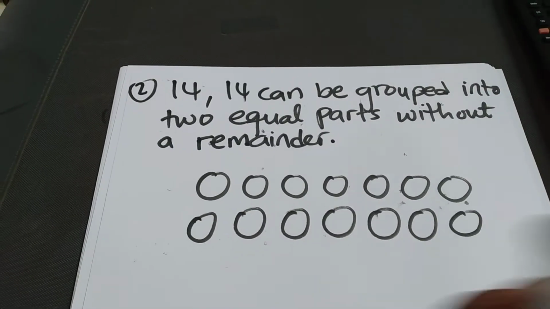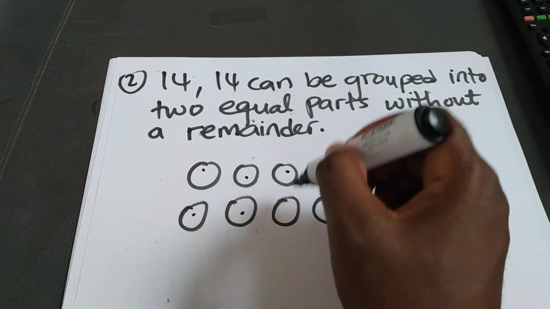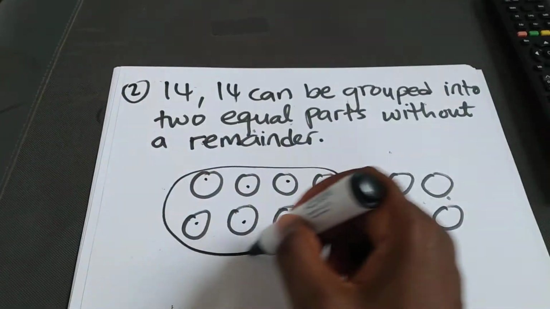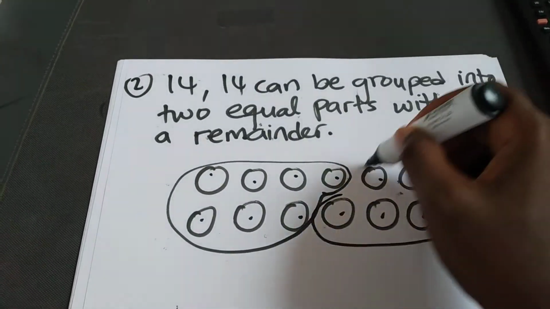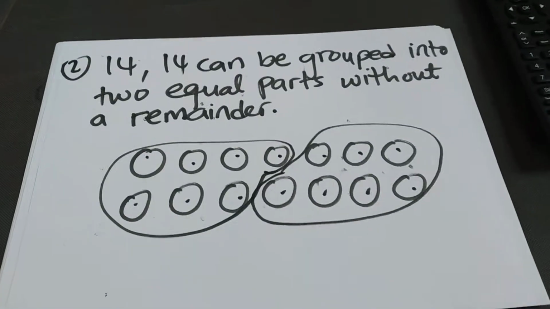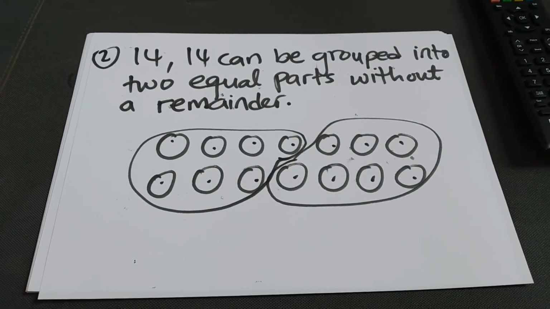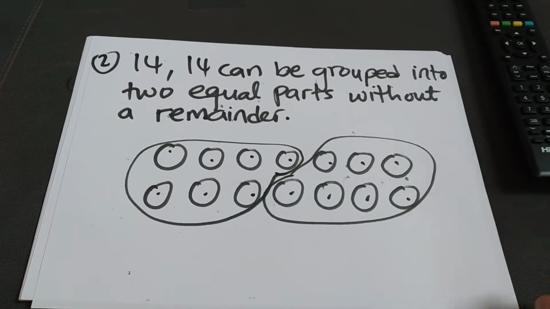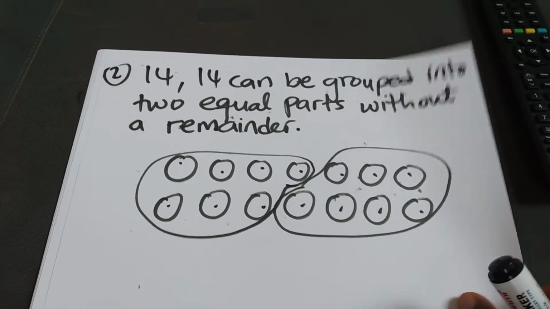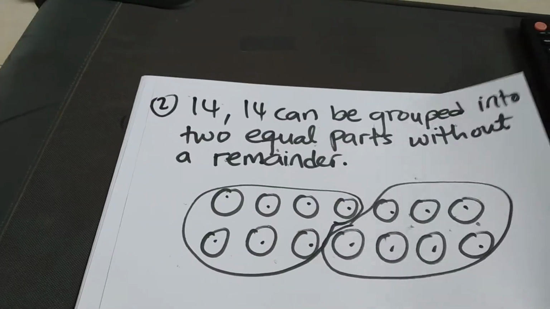And now we are asked to group this into 2 equal parts. So we have 1, 2, 3, 4, 5, 6, 7. So this is our first part. 1, 2, 3, 4, 5, 6, 7. This is our second part. So this proves that 14 is an even number because you can group it into 2 equal parts without a remainder. In other terms, you can also say that 14 is divisible by 2 or can be divided into 2 without a remainder. Now let's move on to odd numbers.